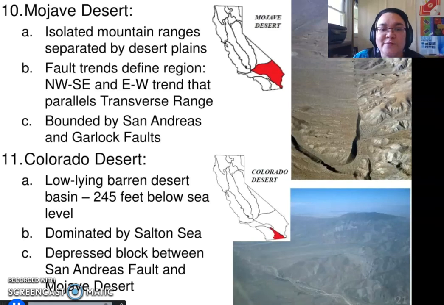The Colorado Desert geomorphic province is also located in far south California. It's a low-lying, barren desert about 245 feet below sea level, dominated by the Salton Sea, and it is a downdropped area between the San Andreas Fault and the Mojave Desert.